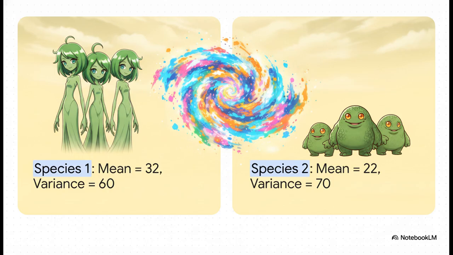Now, if we want to find the variance of the sampling distribution of the difference between their means, the variance sum law dictates that we actually add the variances of their sampling distributions together. 60 plus 70, we don't subtract them. When comparing distinct groups, the uncertainty always compounds.